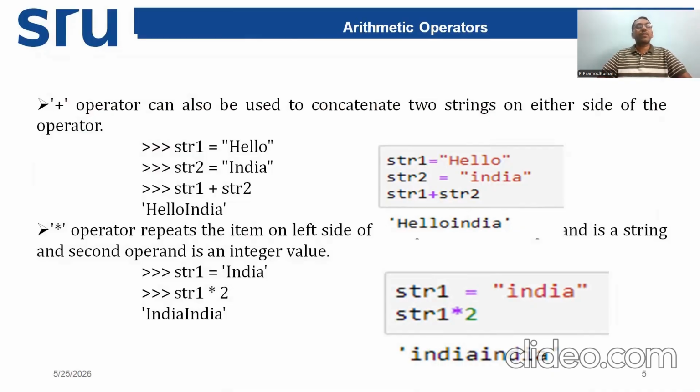Then the second one, the multiplication operator, repeats the item on the left side. So here is an example. String 1 is India and string 1 into 2 is for repetition purposes. Whatever characters are there in string 1, those will be repeated 2 times. In string 1, we have India as a set of characters. Those have been repeated twice. Hence, the result became India India.